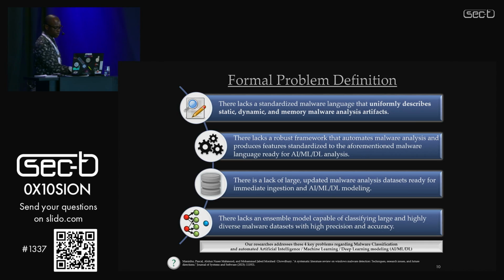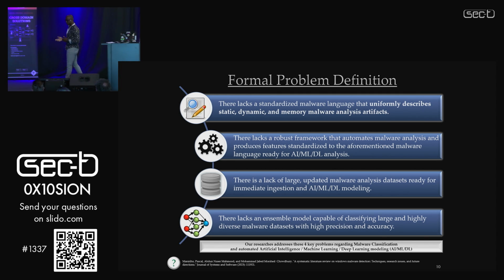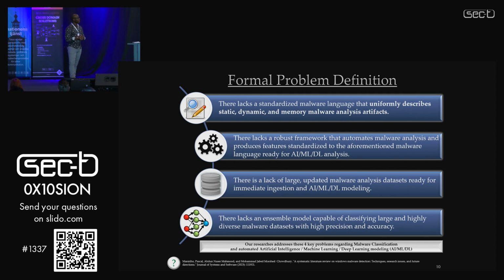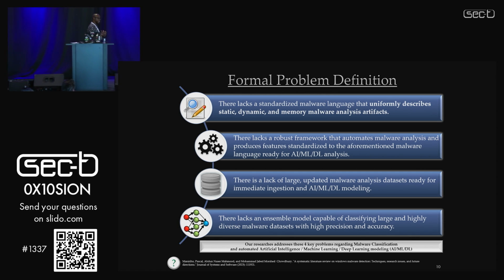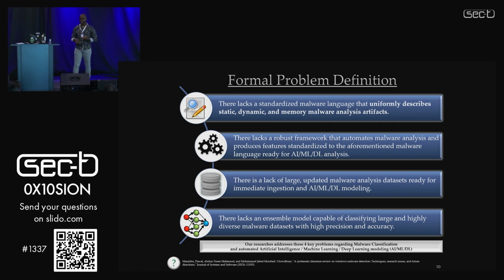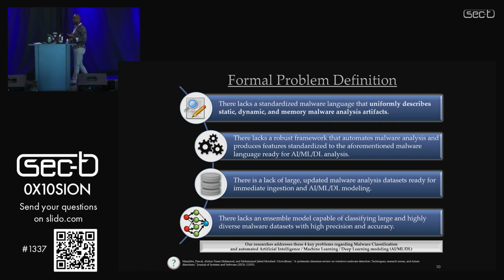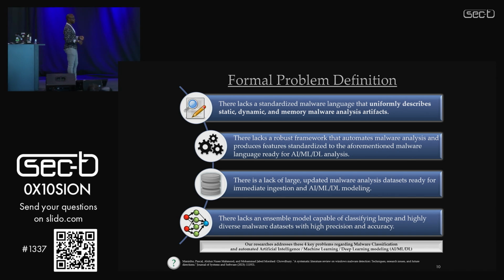Okay, so let's get into the formal problem definition. There are 4 main ones. That's the overarching guide for the entire presentation and the research that I'm doing. Number 1, there lacks an overarching description of how we can take malware and binary samples apart, how we can analyze these samples statically, dynamically, and even extract artifacts from memory, and then have a uniform language that we can use to describe these samples. The second one, there lacks a robust framework that's able to automate this entire analysis pipeline.